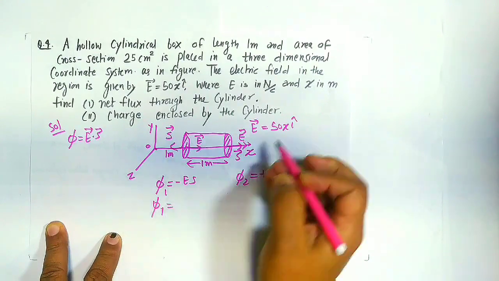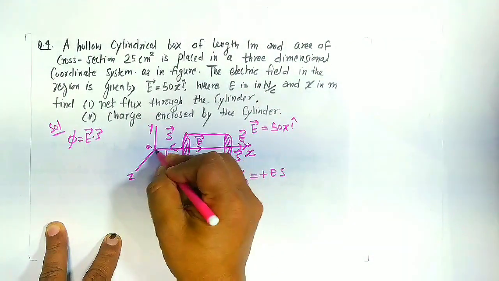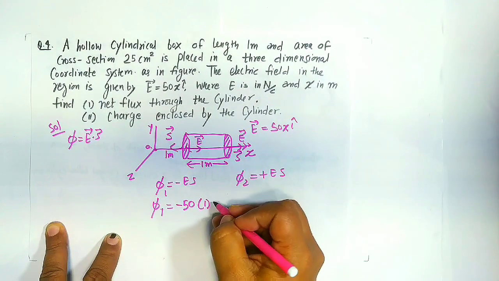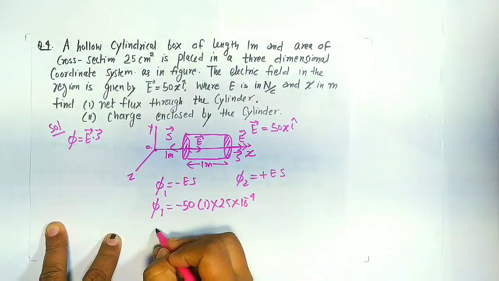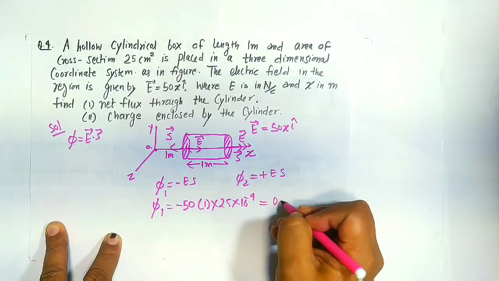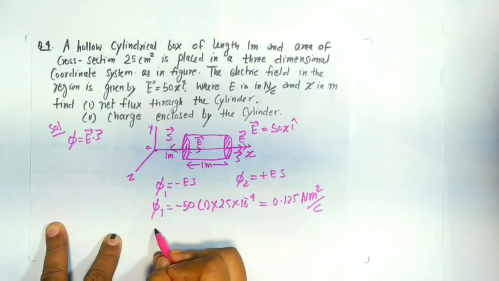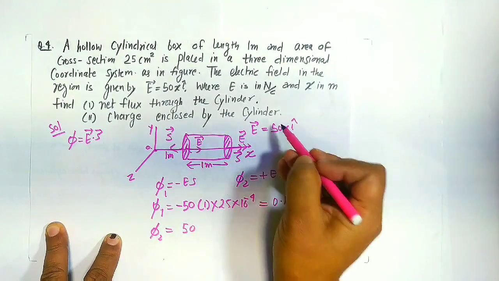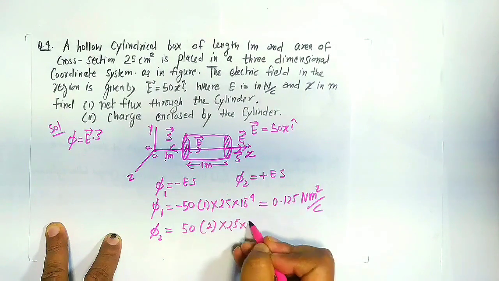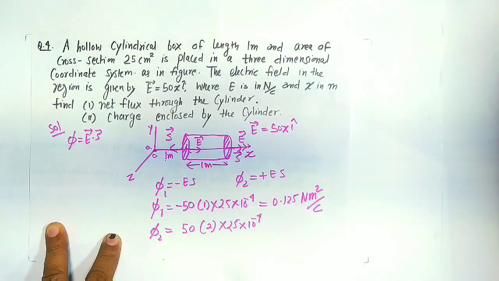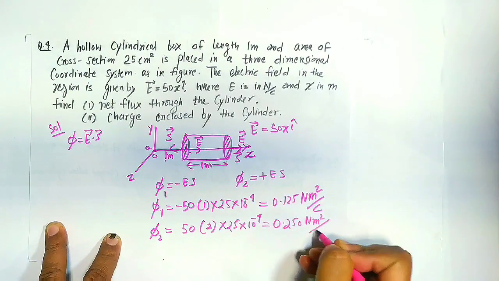Minus ES, the magnitude of E is −50, and what is x here? From here it is 1 meter. And S is given, 25 centimeter square, so 25 × 10^−4. Similarly, φ2 we are going to calculate. You solve it out, it will be 0.125 Newton meter square per coulomb. And similarly, φ2 will be 50, but this time the distance from here to this, x, is 2 meters. So 2 × 25 × 10^−4. So solve it out. You are going to get double of this.